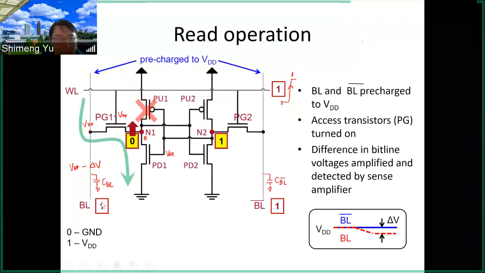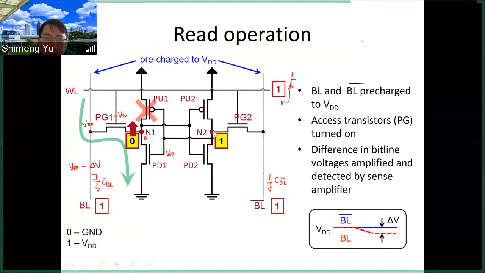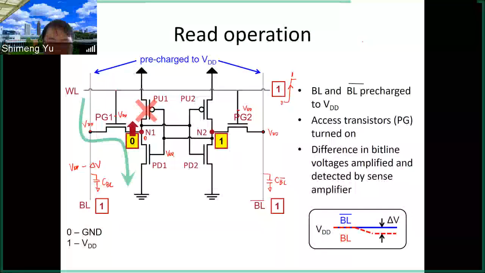This is on the left-hand side. We can also look at what happened to the right-hand side, to the BL bar. And actually nothing will happen. Why? Here the PG2 gate is VDD, and the BL bar is also precharged to VDD.